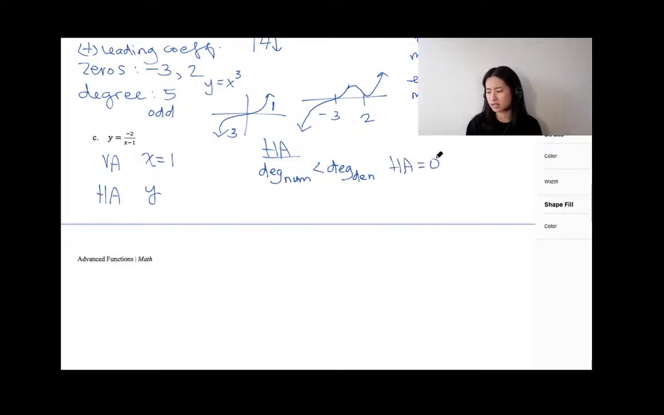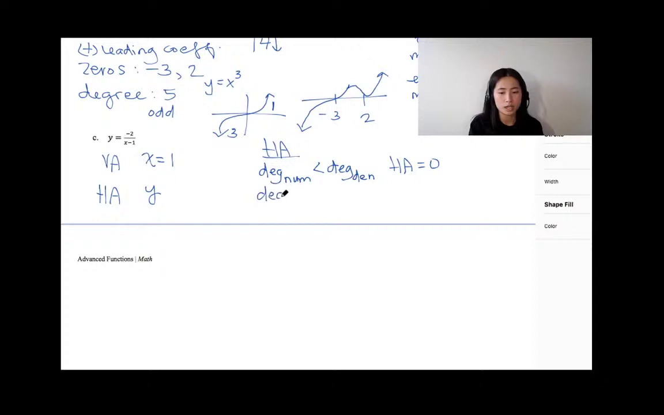Does that make sense? So in this case, your horizontal asymptote would be 0. But there's a difference between 0 versus none, by the way. If you say the horizontal asymptote is none, that's completely wrong. So you need to make sure that if the degree of your numerator is less than the degree of your denominator, it's 0 and not none.